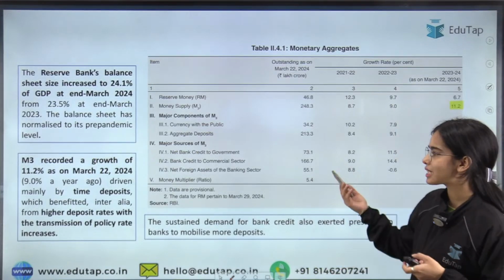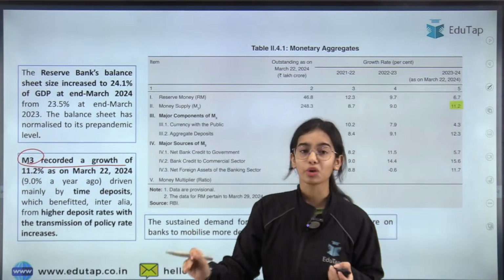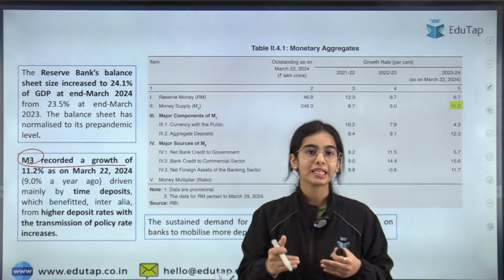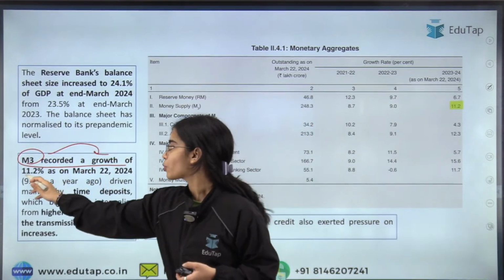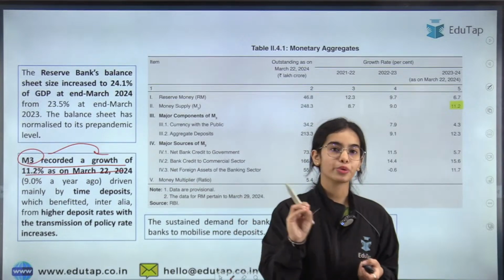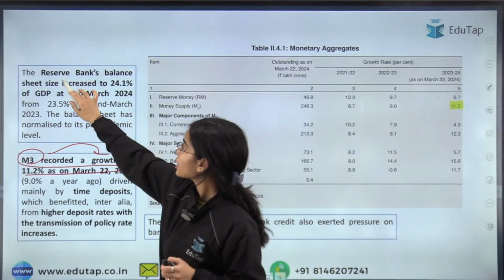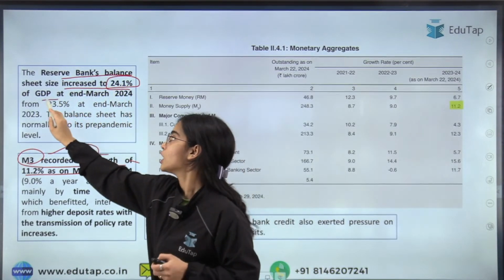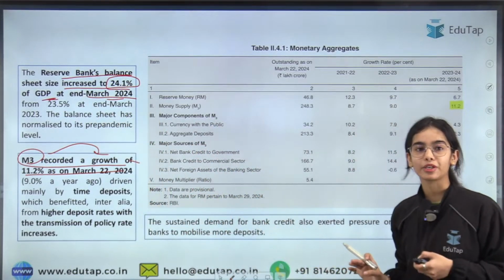Okay, now these data points are not very important, you just have to remember that M3 has recorded a growth of 11.2%. M3 is the money supply that RBI uses. So M3 recorded a growth of 11.2% as on March 22, 2024. Okay, so this is important. Next, the RBI's balance sheet size has increased to 24.1% of the GDP at the end of March 2024. So these two data points you can remember.